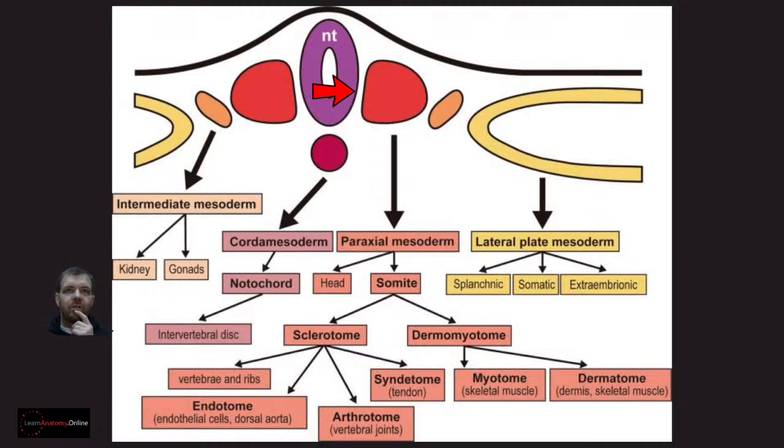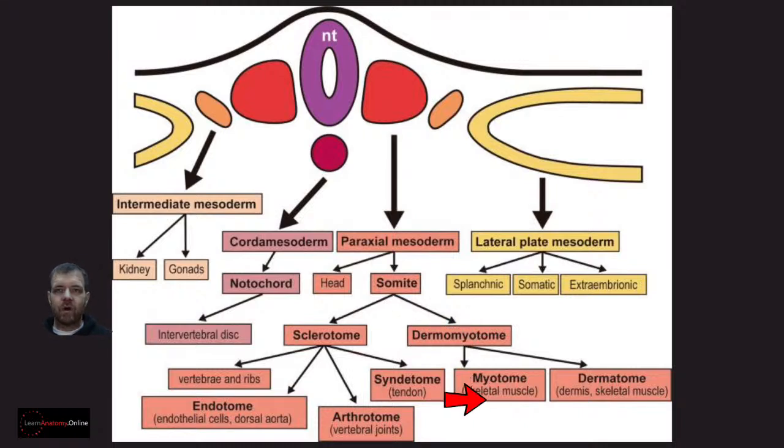So we've got the neural tube at the top here, which will eventually become the spinal cord. And then there are different layers of tissue that then split off and form structures as we develop as an embryo. So if we have a look down here, we've got the mesoderm layer. So the somite splits into dermomyotome, so with the skin and the muscles.